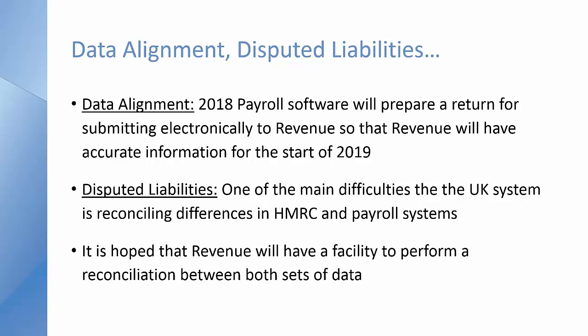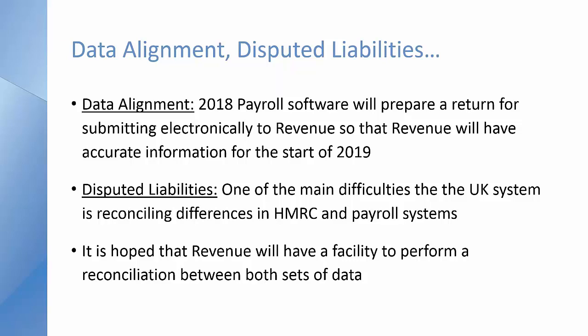Data alignment. In the latter half of 2018, payroll software will prepare a return, much like an employee register or a P35 without the figures, for submitting electronically to Revenue. This will enable Revenue to have as accurate information as possible for when the new system starts in 2019. Therefore, the RPNs, currently known as P2Cs, should be as complete as they can be when issued for the first pay run of 2019.